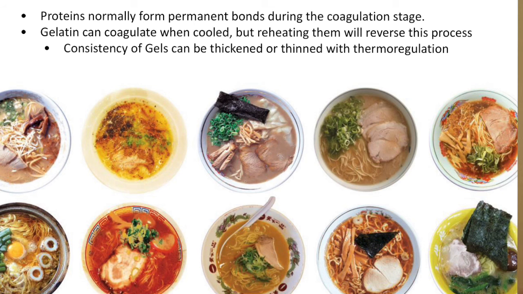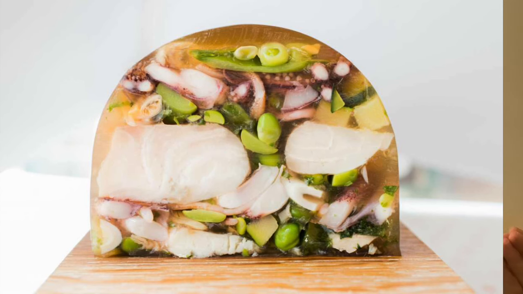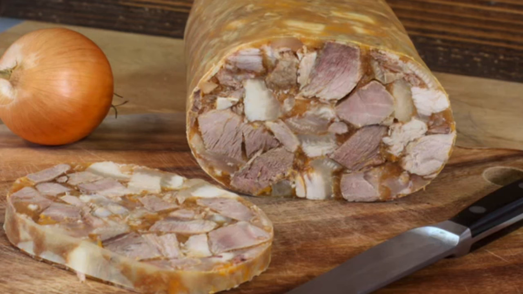And again, we can control their thickness or thinness using thermoregulation, or the application of heat and coolness. If we want a thicker sauce, if we are going for something like an aspic, which is a set gelatin, it's served chilled. This way you can actually slice it. That would be something that surrounds the product head cheese. Or if we want something more free-flowing like a ramen, we're obviously going to serve it piping hot.